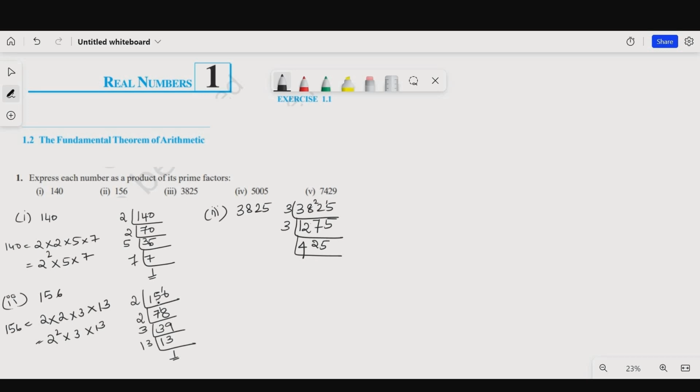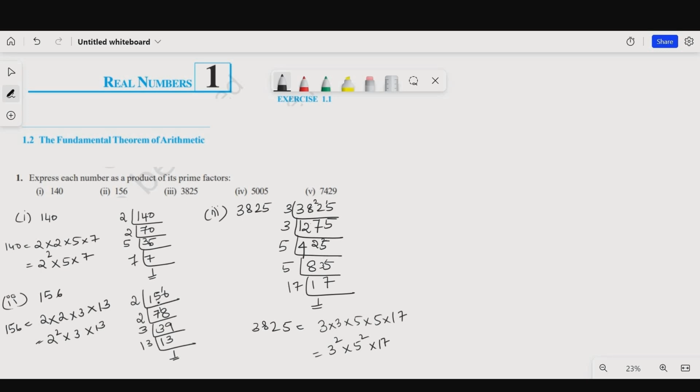Now, 425 is divisible by the next smallest prime number, that is 5. 8 5s are 40, 2, 5 5s are 25, giving 85. Again, 85 is divisible by 5, giving 17. 17 is a prime number, so 17 is divisible by itself. So we can write 3825 as 3 into 3 into 5 into 5 into 17, that is equal to 3 square into 5 square into 17.